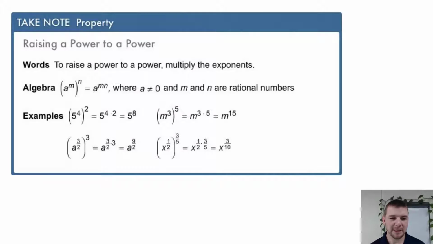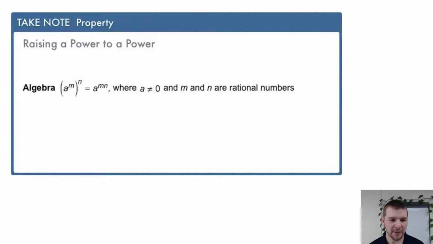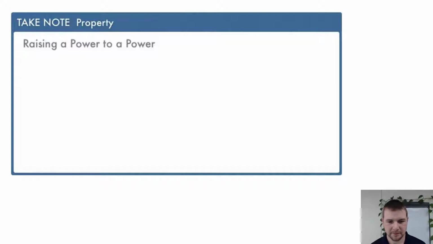And that's a property: raising a power to a power. In words we can state, to raise a power to a power, multiply the exponents. Using algebra, this can be demonstrated: a to the m power raised to the n power equals a raised to the m times n power, where a is non-zero and m and n are rational numbers.